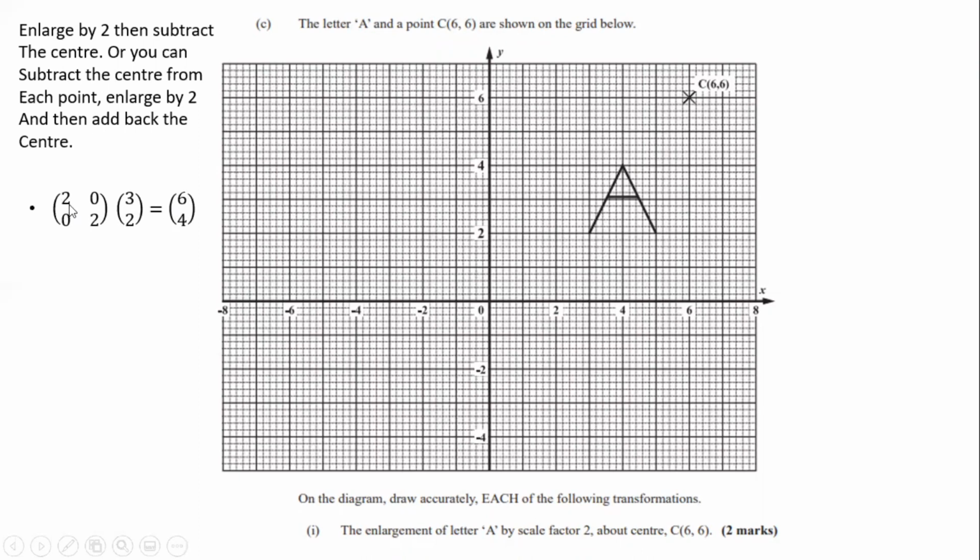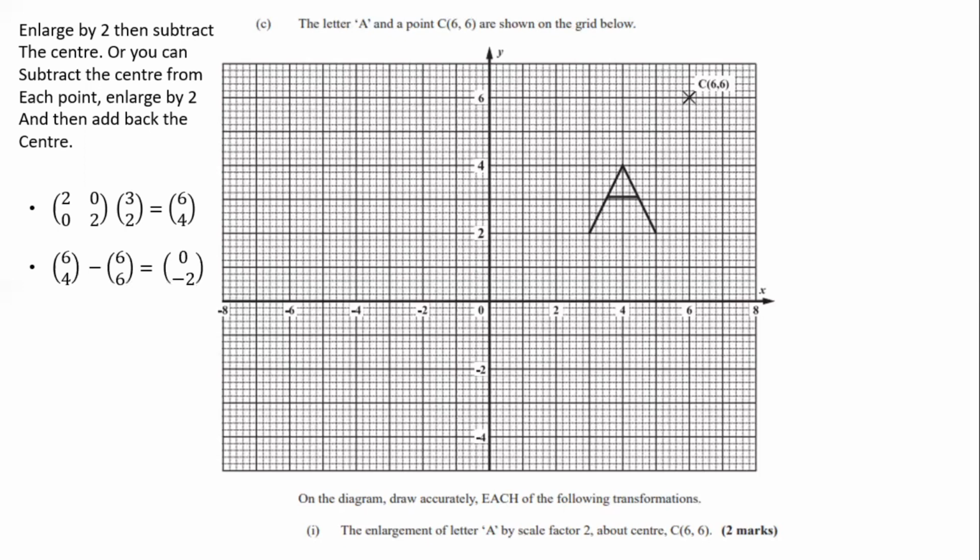So remember, it would be row times column. 2 times 3 is 6, 0 times 2 is 0. So what we'll get is 6 plus 0, which will leave us with 6. And you're doing a similar concept. 0 times 3 is 0, 2 times 2 is 4. So our points remaining are 6 and 4.